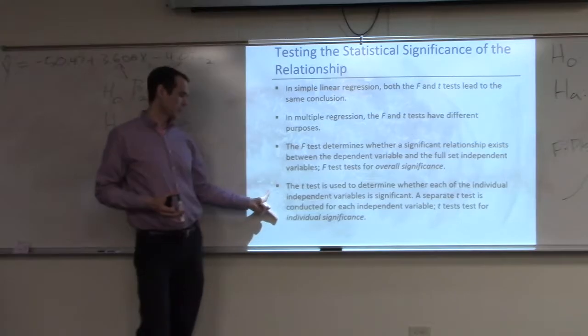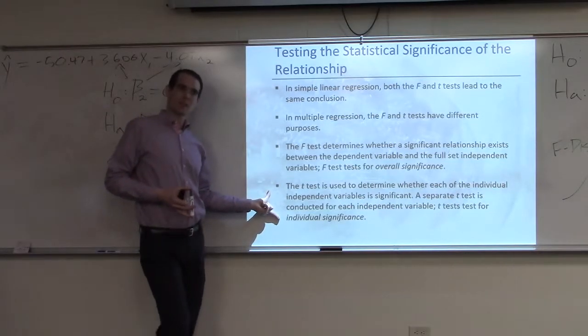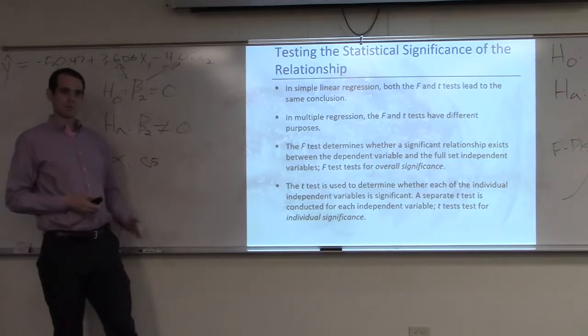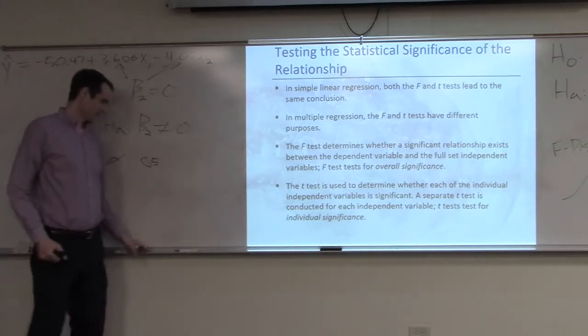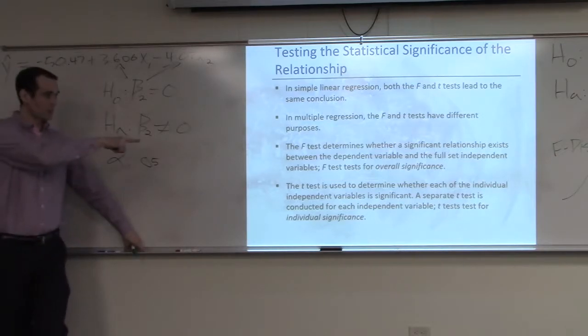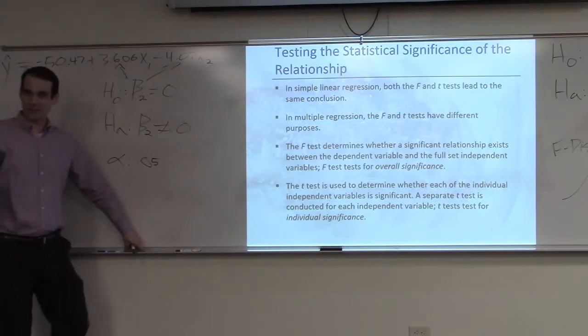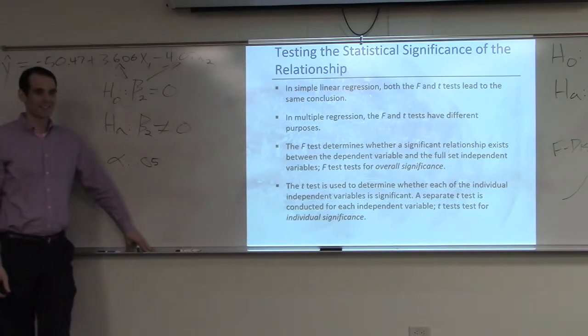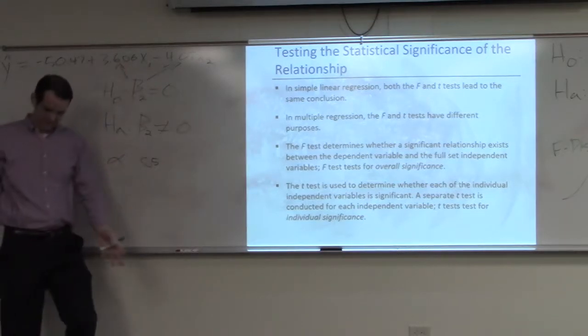T-tests are what we can do for individual significance, for each individual coefficient. Okay, all right, I'm glad we paused on this slide. I've thrown it in probably too fast earlier on in class. So the t-test is for individual coefficients and the F-test is for the whole, the overall.